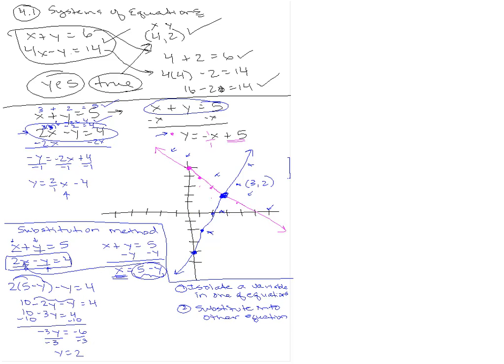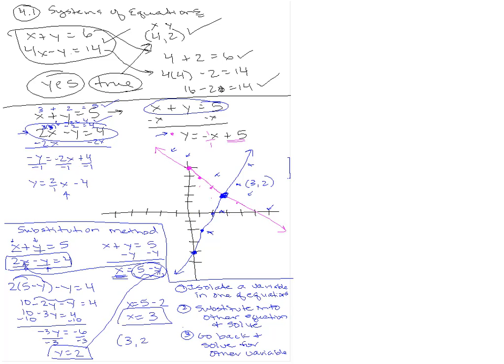Okay, so, and solve. Then go back and solve for the other variable. Meaning, if I know y is 2, plug it in there, x equals 5 minus y, which is 2, so x is 3. So my answer is 3, 2, which is what we'd already figured out when we graphed it, but I just wanted to show it to you another way.